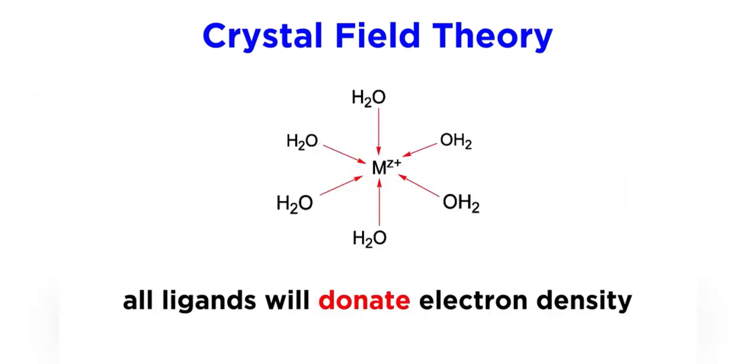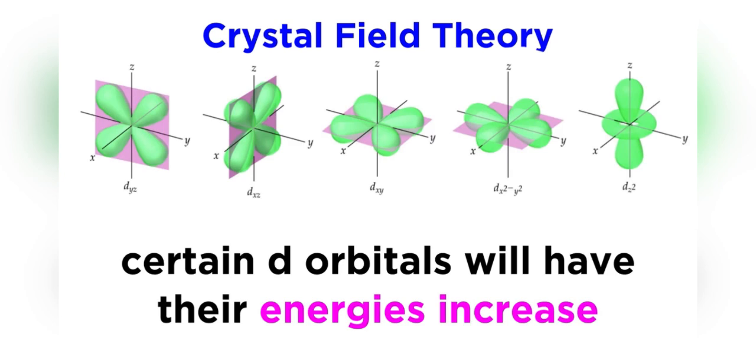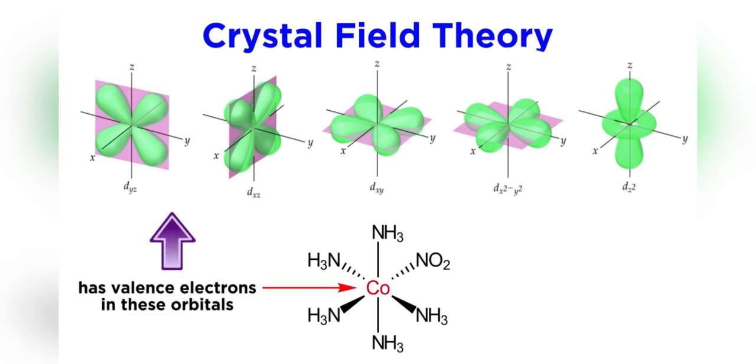The first thing we must understand is that ligands all have excess electron density that they are donating to the metal ion, and this electron density will repel existing electron density on the metal ion. Due to this repulsion, the energy of certain d orbitals will be increased, and not in an equal manner. To understand why, let's look at this octahedral complex, a very common geometry for coordination compounds. The central metal atom has valence electrons in these d orbitals, which when unhybridized look like this.